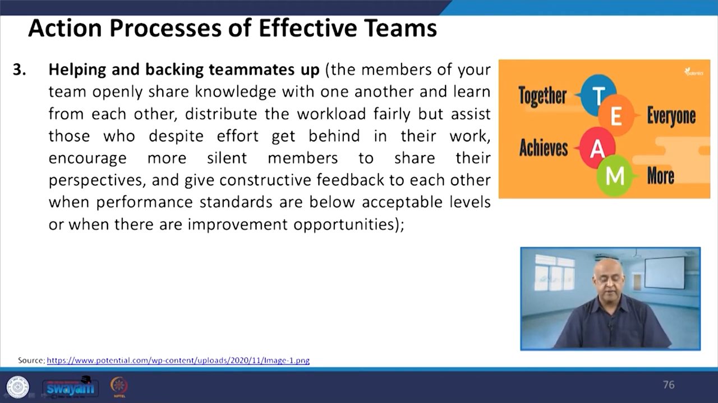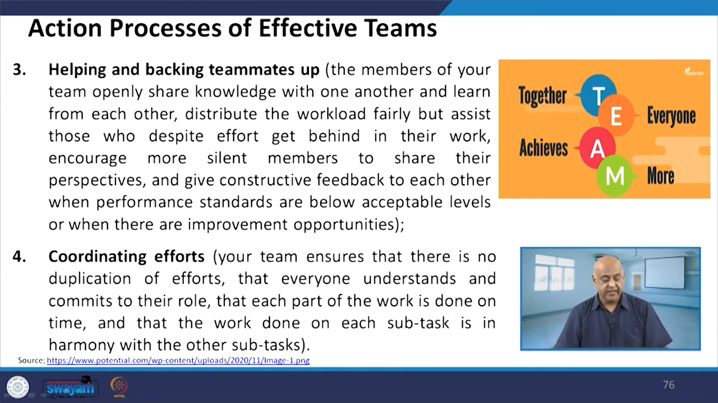They encourage more silent members to share their perspectives and give constructive feedback to each other. So here, it is not only that checklist you are checking and then identifying whether the person is able to work or not, right? You also have to see how the teammates are backing up to help the other team. If they are sharing their perspectives, then they can see where the performance standards are below acceptable levels. So whatever is expected, benchmarking practices, then some improvement will be required.